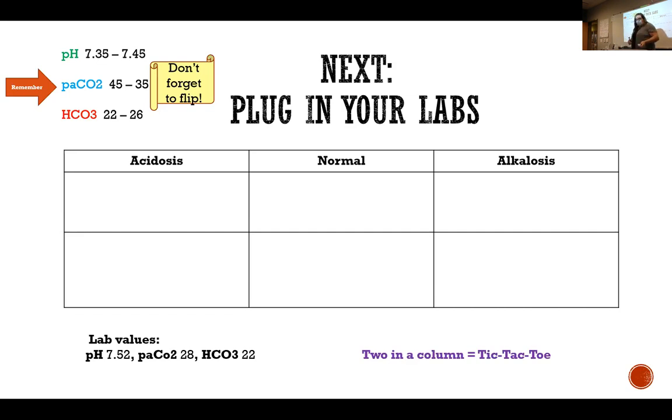And by being able to interpret those values, we can then tell what's going on in the body. So let's just start at the very beginning. pH measures, yeah, acidic or alkalotic, right? That's our homeostasis. We can't live if we're too much one way or the other. So 7.52, when we plug that into acidosis, normal, or alkalosis? Alkalosis. Alkalosis, right?